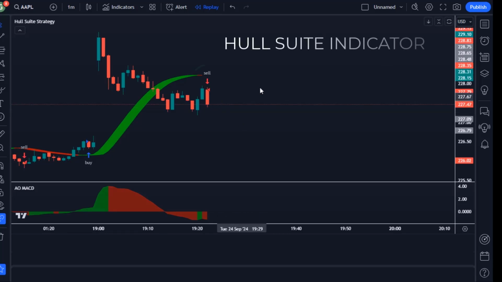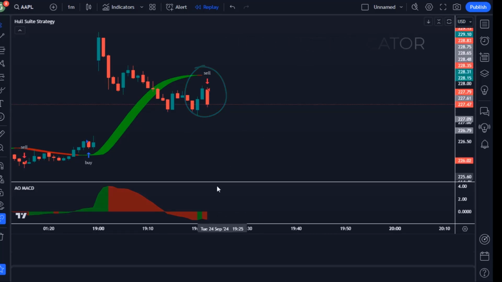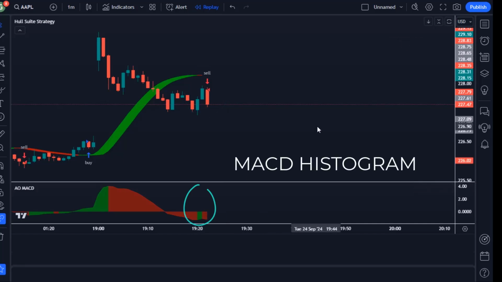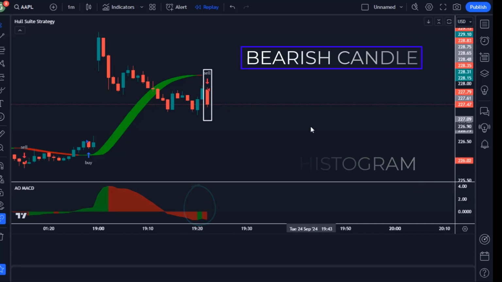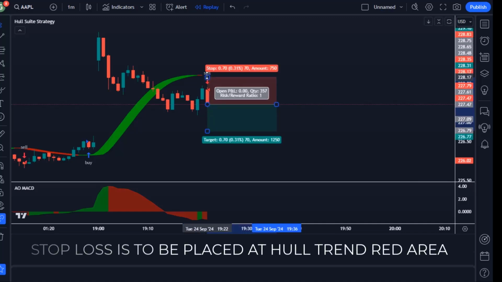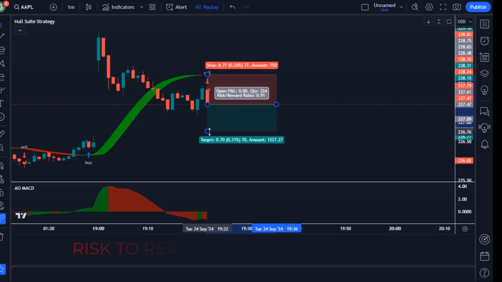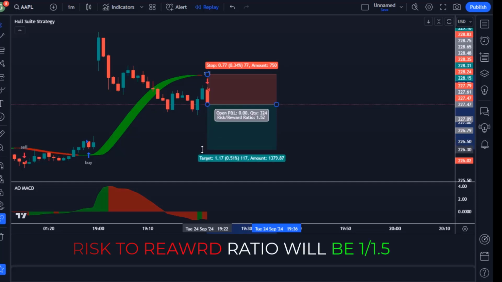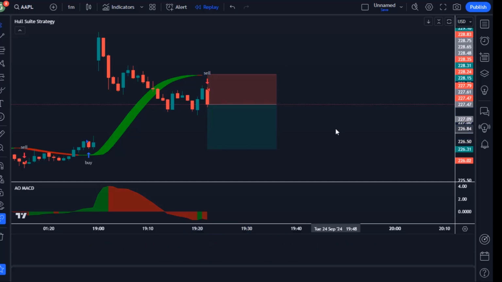Here the Hull Suite indicator gives us a sell signal. Here the MACD histogram is red area. Here the market has made a bearish candle to give confirmation. So all our conditions are being fulfilled, so we are placing an order to sell. Our stop loss is to be placed at the Hull trend red area. And the risk to reward ratio will be 1:1.5. Let's see what happens to our trade.